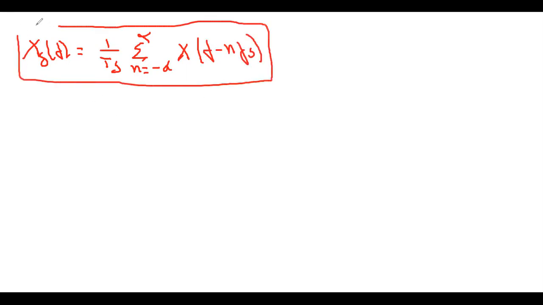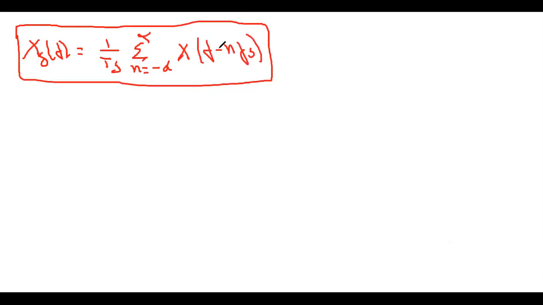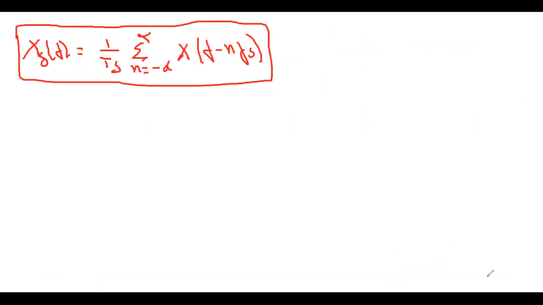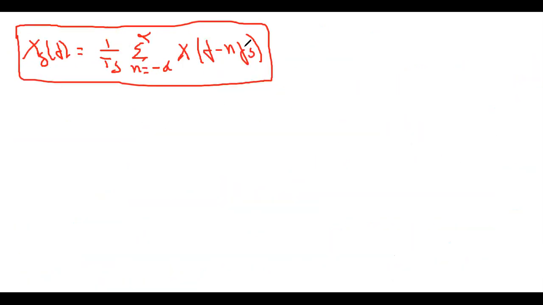Finally, we got this after applying the Fourier transformation. When n is equal to minus 2, it becomes X of f plus 2fs. When n is equal to minus 1, we get X of f plus fs. When n is equal to 0, X of f only. When n is equal to 1, X of f minus fs. When n is equal to 2, X of f minus 2fs.